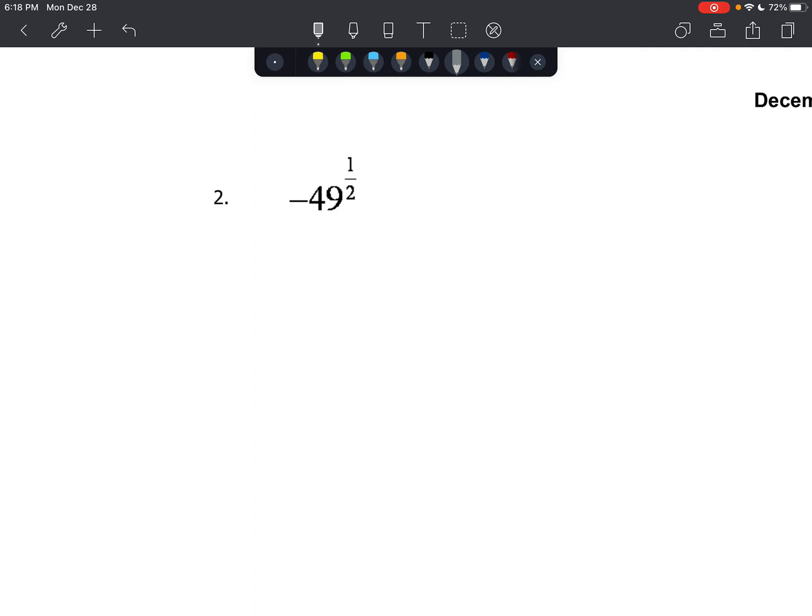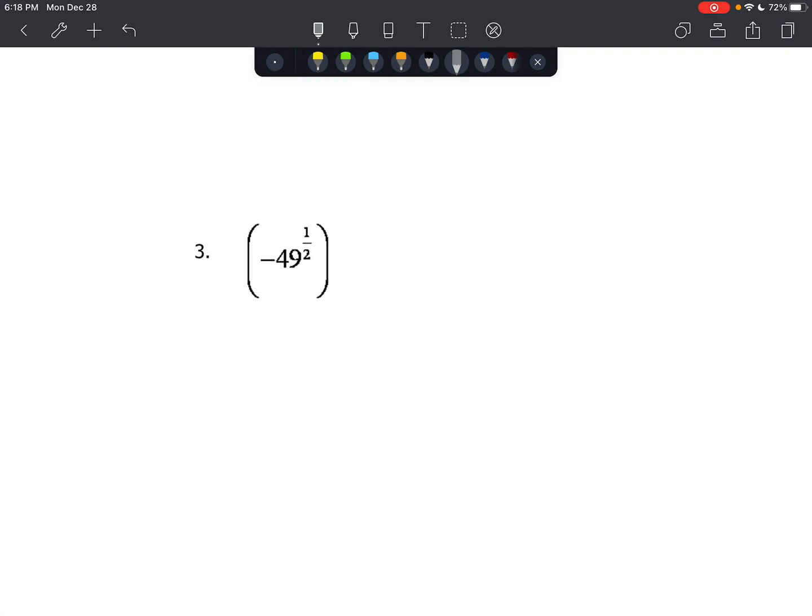Here we have negative 49 raised to the 1/2 power. This negative is not attached to the exponent. So the negative is going to stay, and then we've got 49 to the 1/2 power, which we've already determined is 7, gives us negative 7.